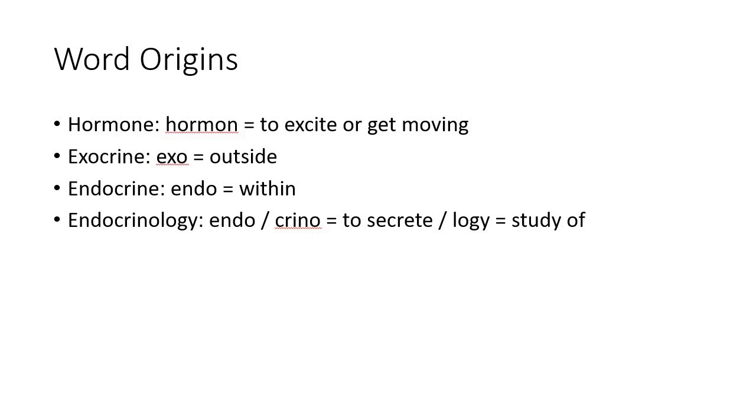And then endocrinology is the study of this. So endo, you've got within. Crino means to secrete. So you're going to have exocrine glands and endocrine glands. You can kind of see where the words go together. And then ology, or just logy, the study of. So endocrinology is the study of the secretion of glands.